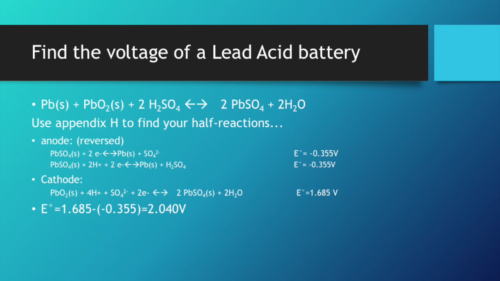The cathode, which we found also, has an E naught value of 1.685 volts. Now, in order to calculate the voltage of this battery, we take the E naught value of the cathode and subtract the E naught value of the anode to result in a 2.04 volt result for this lead acid battery.